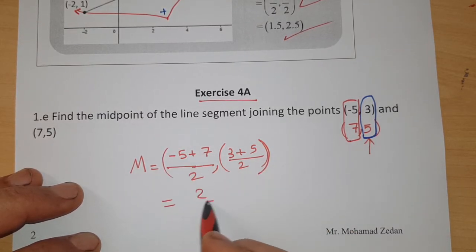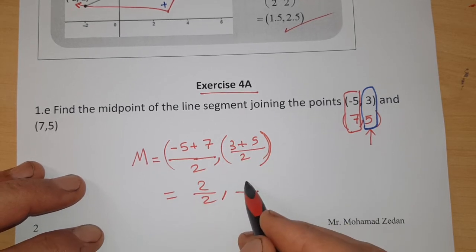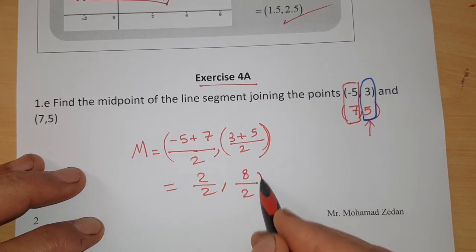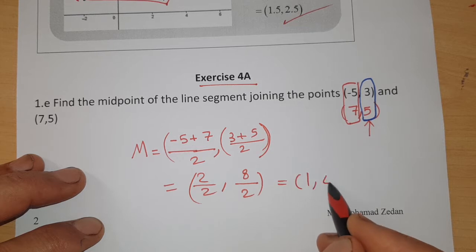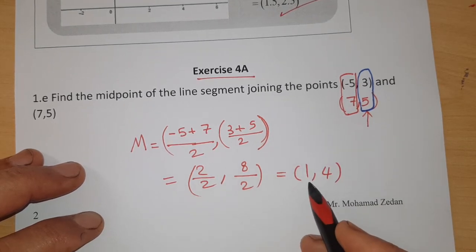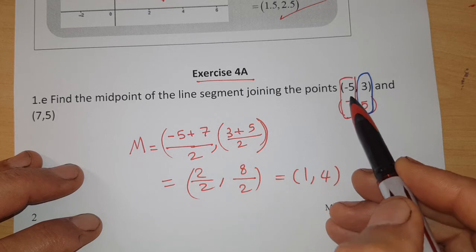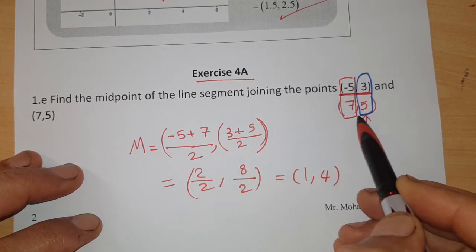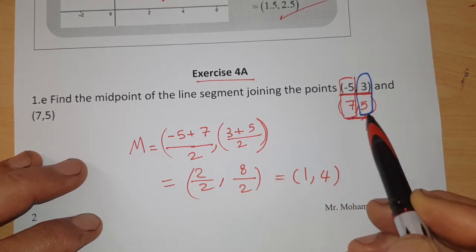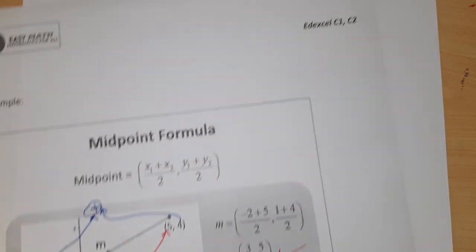Negative 5 plus 7, 2 over 2, and the 3 plus 5 is 8 over 2. The answer is 1 and 4. So 1 and 4 is the midpoint of the segment joining the 2 points negative 5 and 3 and 7 and 5. Okay?